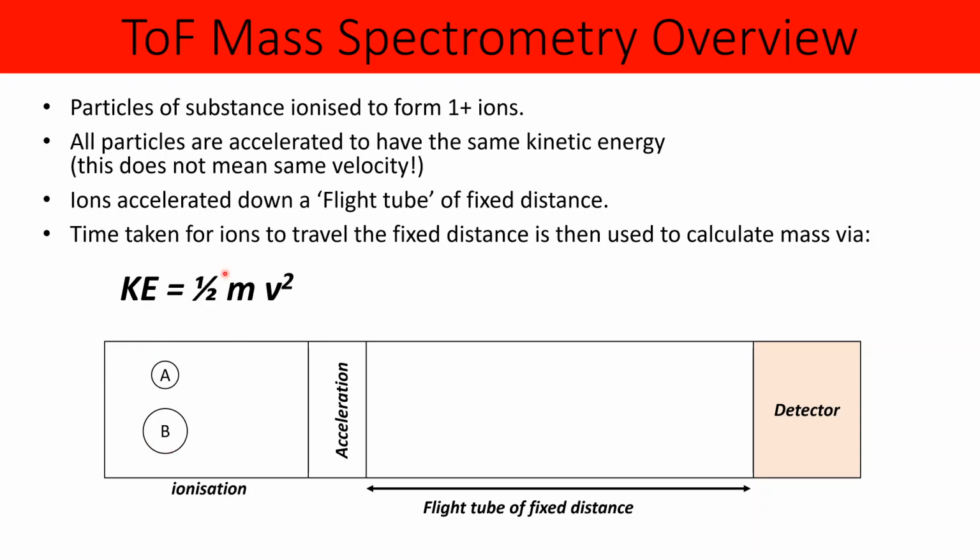Where they have different masses, their velocities will be different. And you can calculate things to do with the time of flight or the distance of the flight tube, or the actual speed, using speed equals distance over time too. Just some units here for you as well.